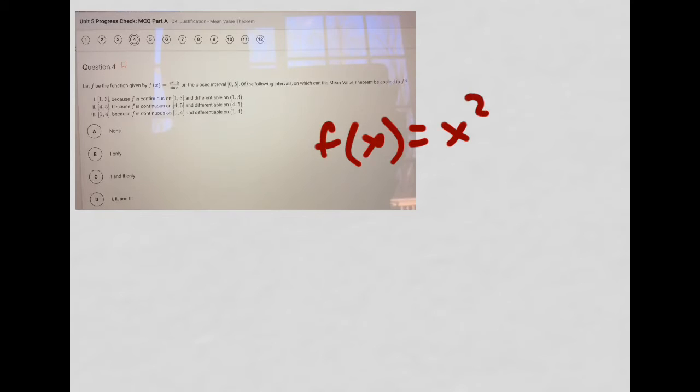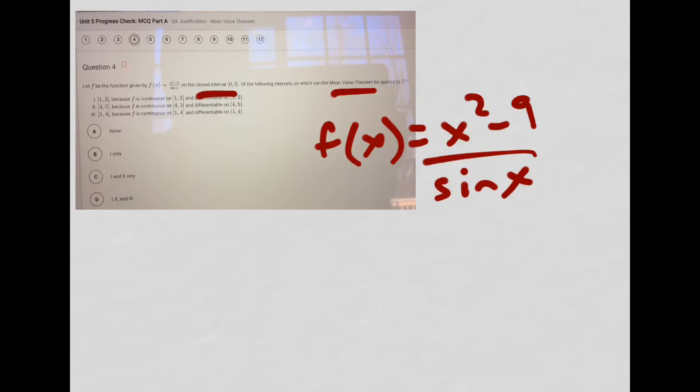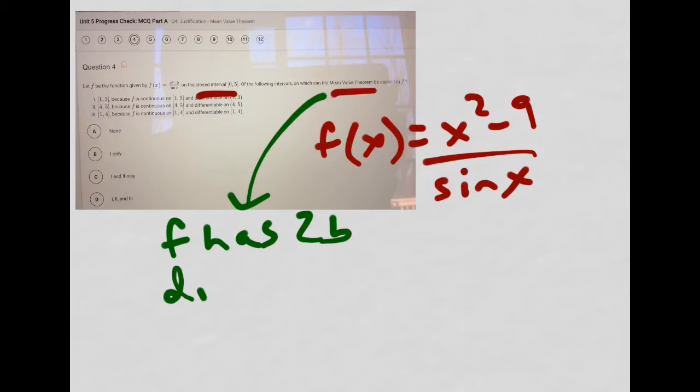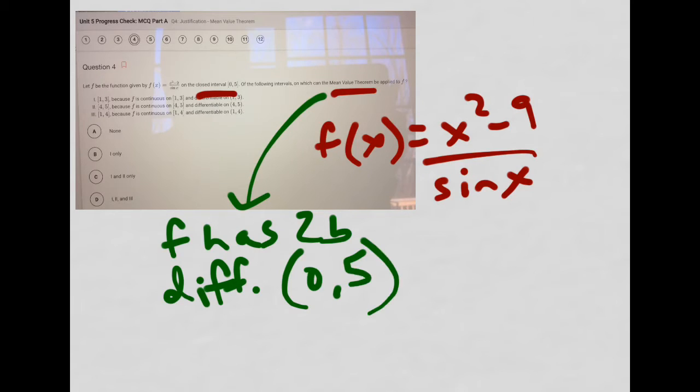For this particular problem, let f be the function given by f of x equals x squared minus 9 over the sine of x, on the closed interval from 0 to 5. Of the following intervals, on which can the mean value theorem be applied to f? Well, if it's the mean value theorem, it has to be on a closed interval, but it also has to be differentiable on the open interval from 0 to 5.